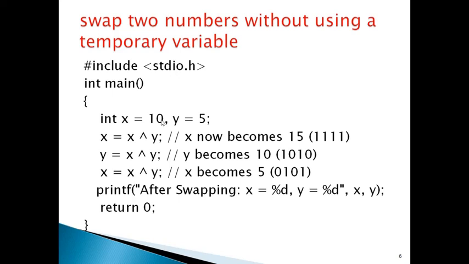Now we are going to practice the program for swapping two numbers without using a temporary variable, and at the same time using the bitwise operators. To achieve this, we are using the bitwise exclusive OR operator. The program length is only 10 lines. Observe the program.